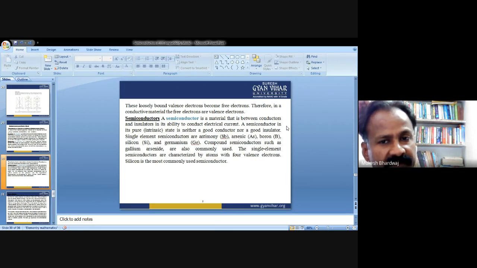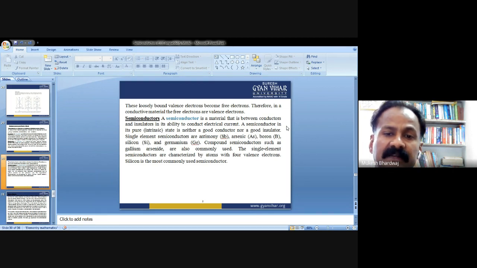Semiconductors. A semiconductor is a material that is between conductor and insulator. That is, a semiconductor lies between the conductor and insulator. In its ability to conduct electrical current, a semiconductor in its pure intrinsic state is neither a good conductor nor a good insulator. Single element semiconductors are antimony, arsenic, boron, silicon, and germanium. Compound semiconductors such as gallium arsenide are also commonly used. The single element semiconductors are characterized by atoms with 4 valence electrons. Silicon is the most commonly used semiconductor.